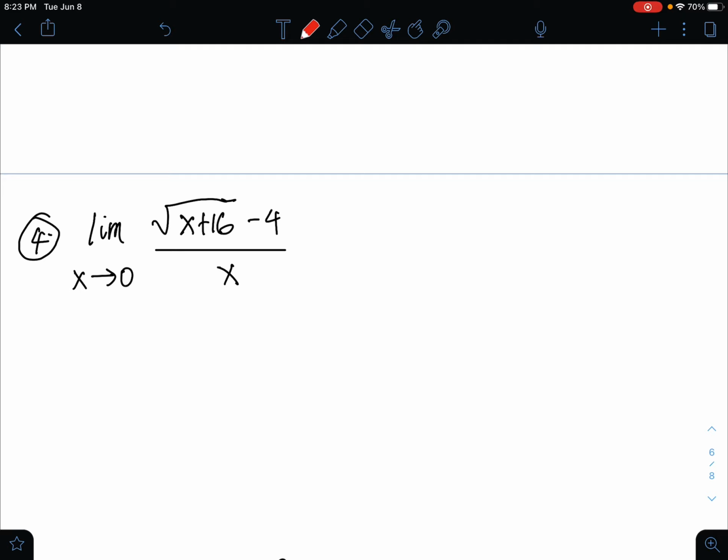When we substitute, 0 plus 16 is 16. The square root of 16 is 4. 4 minus 4 is 0. So we get 0 over 0, and we do not want that to happen with direct substitution. So what should we do about this one? Remember, in rationalizing, we multiply both numerator and denominator to eradicate the square root.